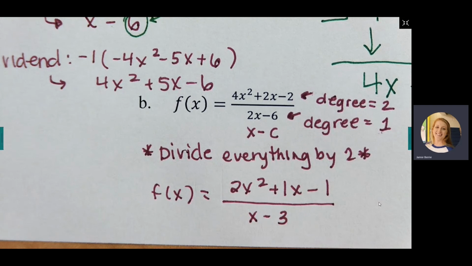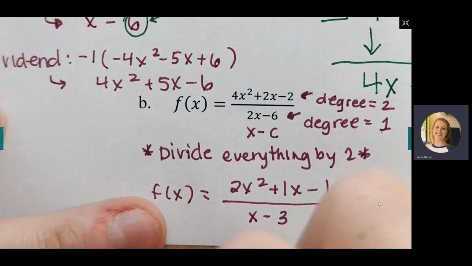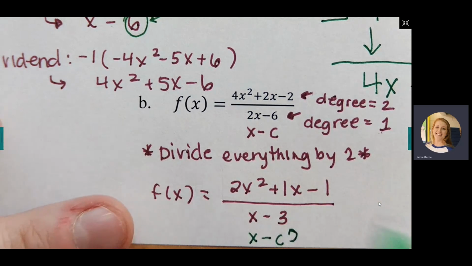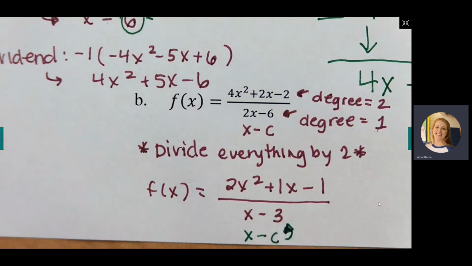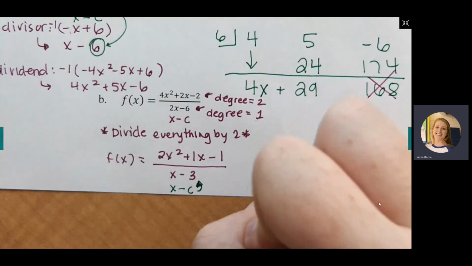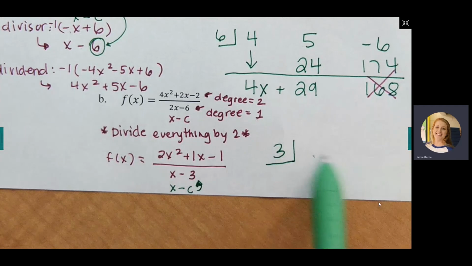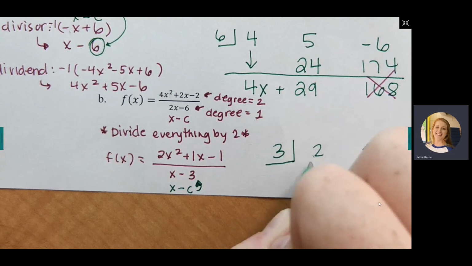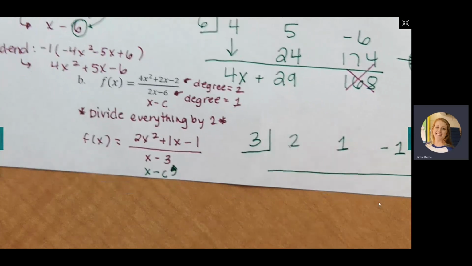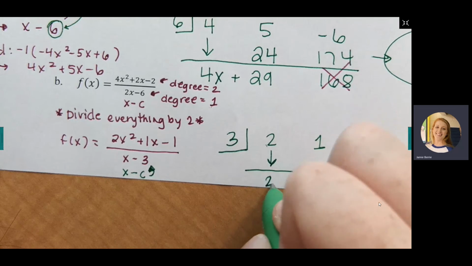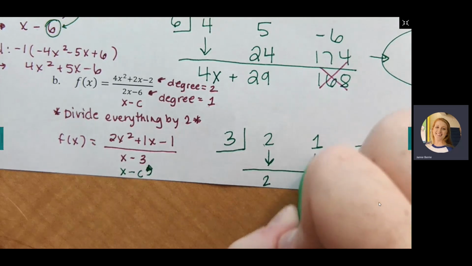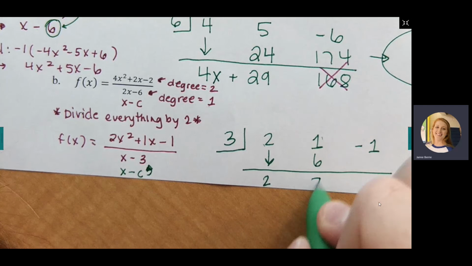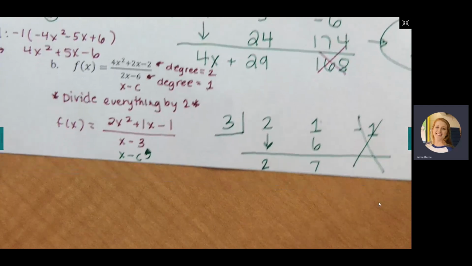So just divided everything by 2. That's going to put your divisor in the form that we need, x minus c. What is c in this case? Yep, 3. All right, so c is 3. It goes in the little box by itself. Can y'all tell me what to write in this top line? 2, 1, negative 1. Good. 2, 1, and negative 1. Skip a line, long straight line, drop this first one down. That's 2. 3 times 2 is 6. 1 plus 6 is 7. We don't need this remainder, so you can just cross it out.